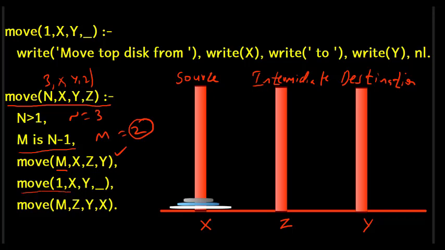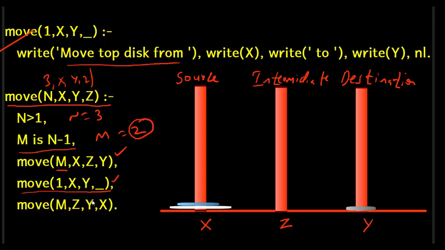Then the next is move 1, comma, x, comma, y, comma, dash. This will ensure that this query gets executed. Because of this, move top disk from x, which is the source, to y, which is the destination, will be written on the execution board. This disk will be moved here, and it will be written.